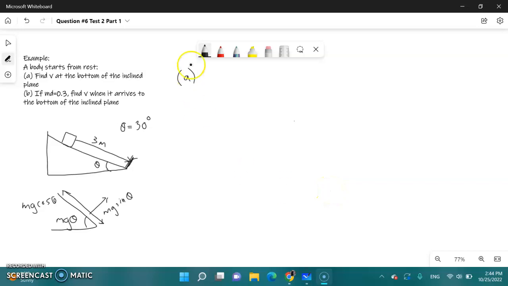So in this question, we're faced with an inclined plane and an object going downwards on the plane. In part A, we're being asked to find v at the bottom of the inclined plane, so the velocity once the object reaches the end of the plane.